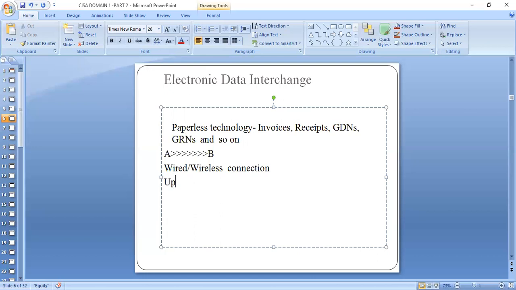So the auditor will be concerned with the uptime of the transmission link, whatever medium has been used. Authentication will also be of concern. How do I verify that the person sending me the message is actually the person? So the auditor will be looking for access controls here.